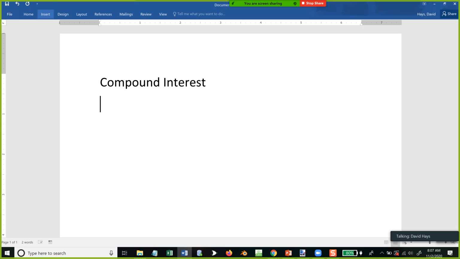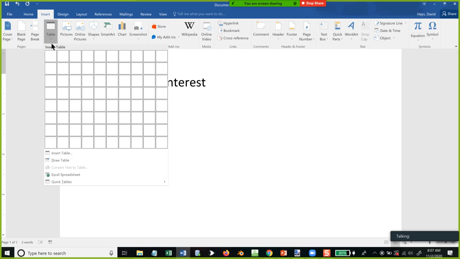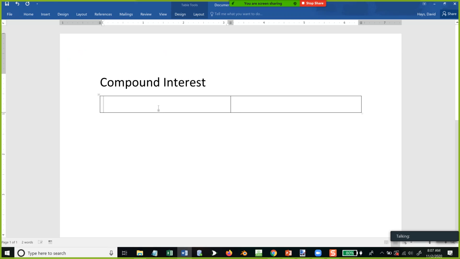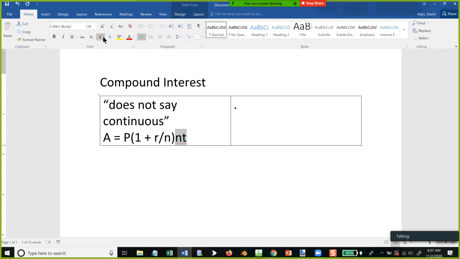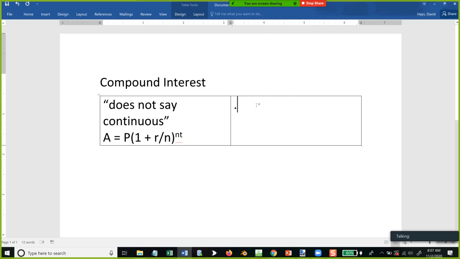Got two formulas. The key is whether it says continuous or not. If it does not say continuous, we're going to use A is equal to P times (1 plus R over N) to the NT power. If it does say continuous, then we use A is equal to P e to the RT power.